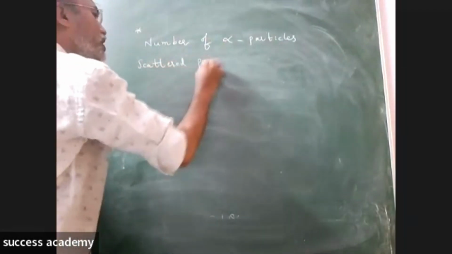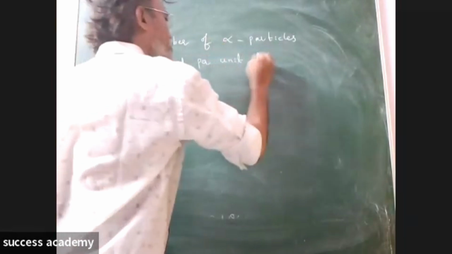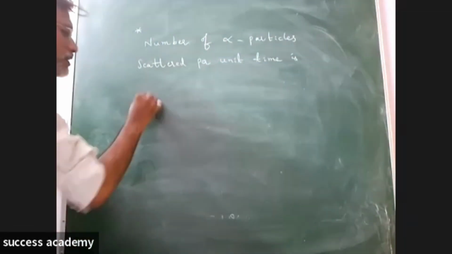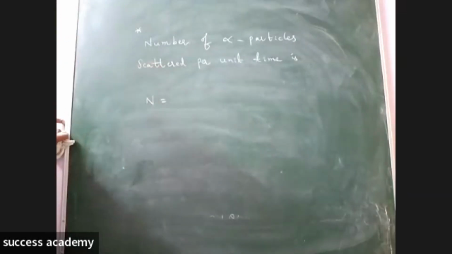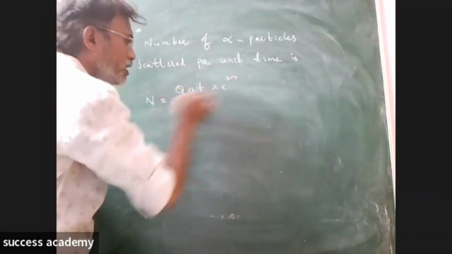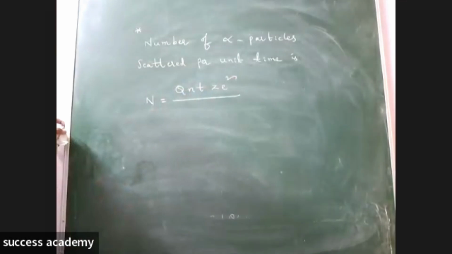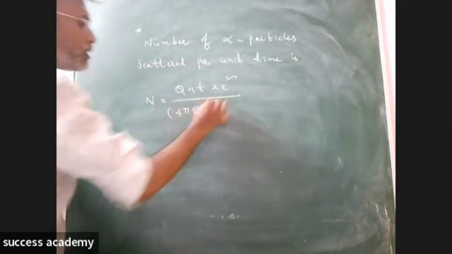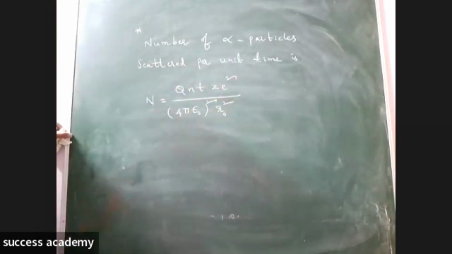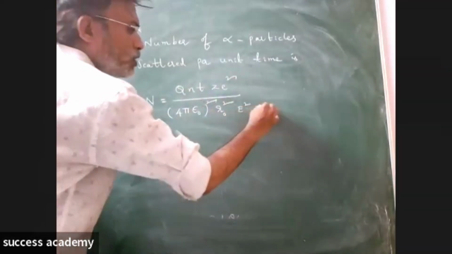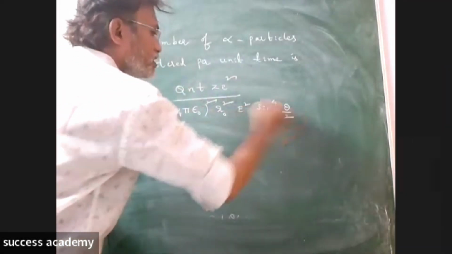Scattered per unit time is what we are mentioning with capital N. So capital N is equal to, here one formula is mentioned: N = Q N T Z square e square by (4 pi epsilon naught) whole square, R naught square E square, sine power 4 theta by 2. This is the formula for that.